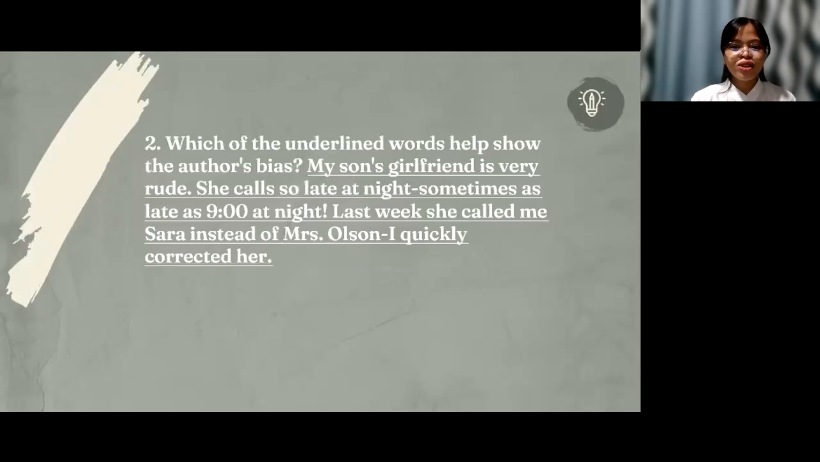It's okay. So which of the underlined words help show the author's bias? My son's girlfriend is very rude. She calls so late at night, sometimes as late as 9 at night. Last week, she called me Sarah instead of Mrs. Olson. I quickly corrected her. A, girlfriend. B, rude. C, weak. Or D, cold. Choose your answer. If your answer is B, then correct.